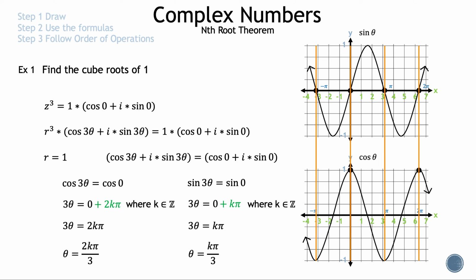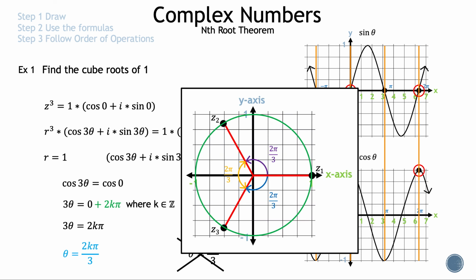Let's show that by drawing lines from the top of the sine graph to the bottom of the cosine graph through the solutions. The lines only cross the even multiples of pi, which means theta is equal to 2k pi over 3 is what we work with. That is a general solution for the argument. Now, that makes sense, because that is the distance between each point on the circumference.